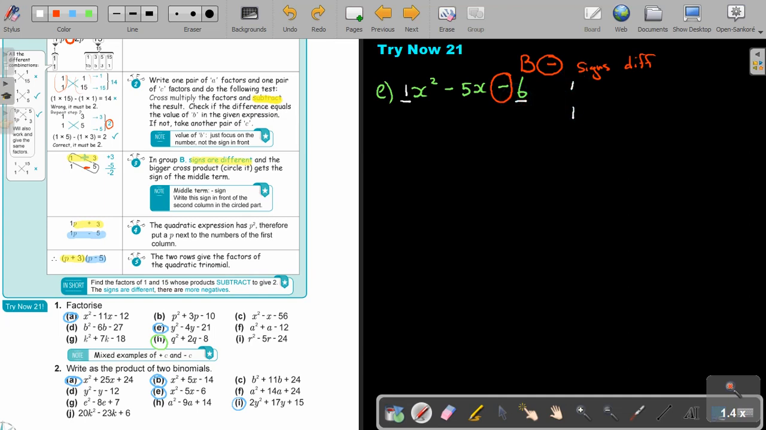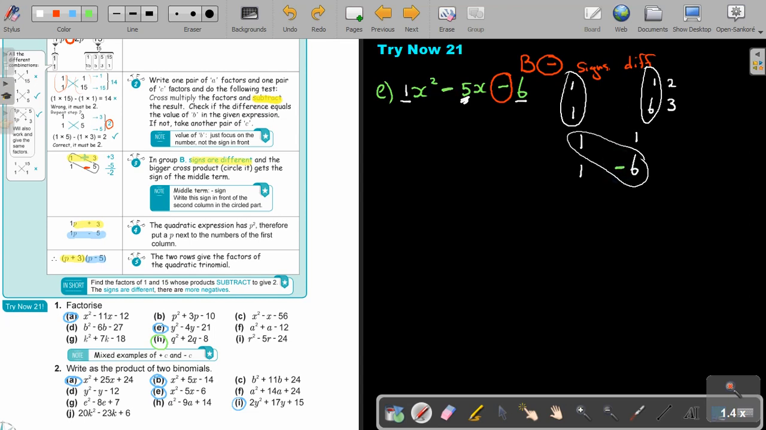So it's 1 and 1, it's 1 and 6, 2 and 3. Because of this 1 and 1, you don't have to write the reverse. Okay, so I take 1 on this side and 1 on this side. So this is 6 minus 1, oh excellent, that's 5. Don't look at the sign, just at the number. So it's going to be 1 and 1, 1 and 6. Now the signs are different, so I always must make a circle around the biggest cross product. And in that one, get that sign. And what is that sign?